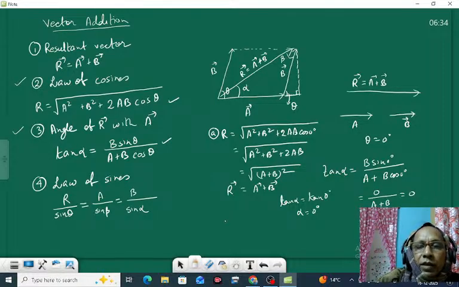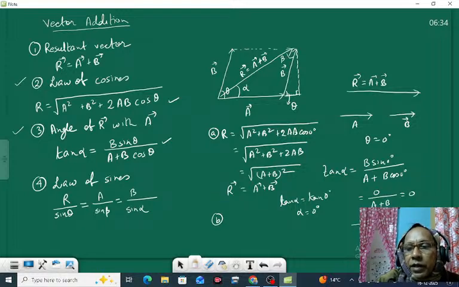Suppose there are two vectors in opposite direction, what will happen? This is vector A, and there is another vector in the opposite direction. How do we add this? What is the angle between them? The angle between them is 180 degree. Therefore, theta is equal to 180 degree.